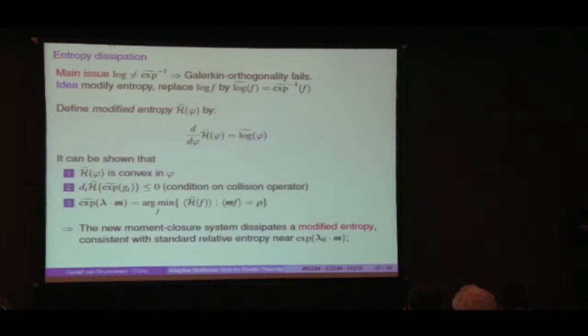So, as I indicated already, one of the main issues is that this system will not dissipate our original entropy, but it's because, well, the logarithm is not an inverse of our approximate exponential. That's the property that we use to show entropy dissipation. So the Galerkin orthogonality argument fails. And the idea is that we modify the entropy. Take a slightly different entropy, so basically we replace the log by an approximate log, which is the inverse of the approximate exponential. That gives you the approximate entropy, and now you can apply the Galerkin orthogonality argument again.